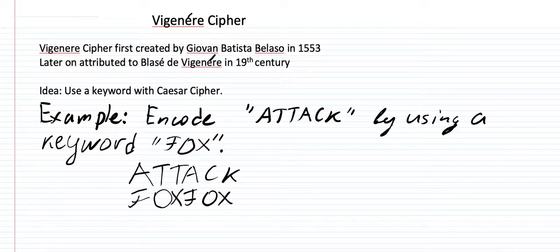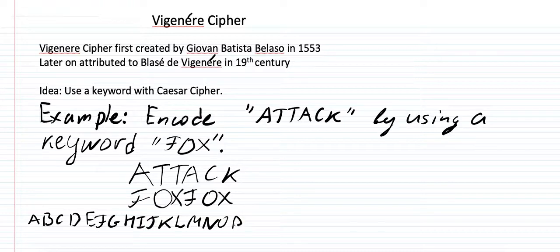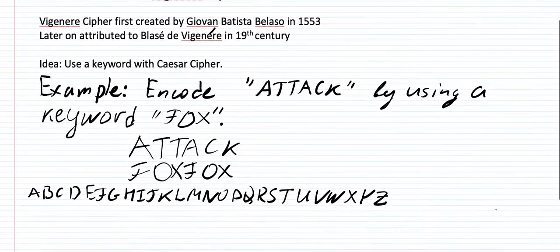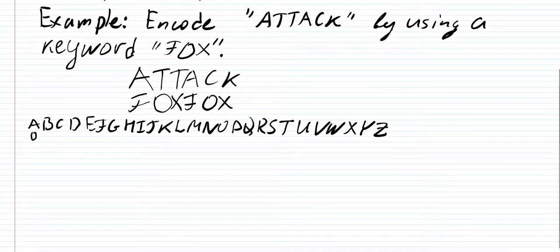And so letter A we're going to shift by letter F, and letter T we're going to shift by letter O, letter T we're going to shift by X, A we're going to shift by F, C we're going to shift by O, and K we're going to shift by X. So in order to do that, we need to come up with an alphabet, so we have to write our alphabet over here. So this is our alphabet, and we number it starting from zero like before.